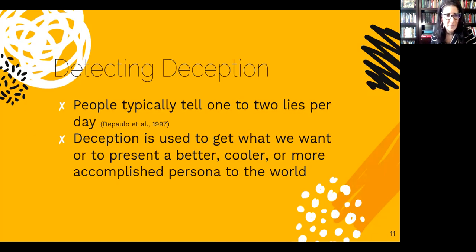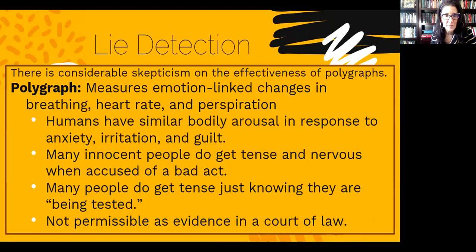Okay. So lie detection, polygraph. There's considerable skepticism on the effectiveness of a polygraph. They are not permissible as evidence in a court of law. Polygraphs measure our emotion-linked responses. So a polygraph is measuring the changes that happen in our breathing, our heart rate, and our perspiration.